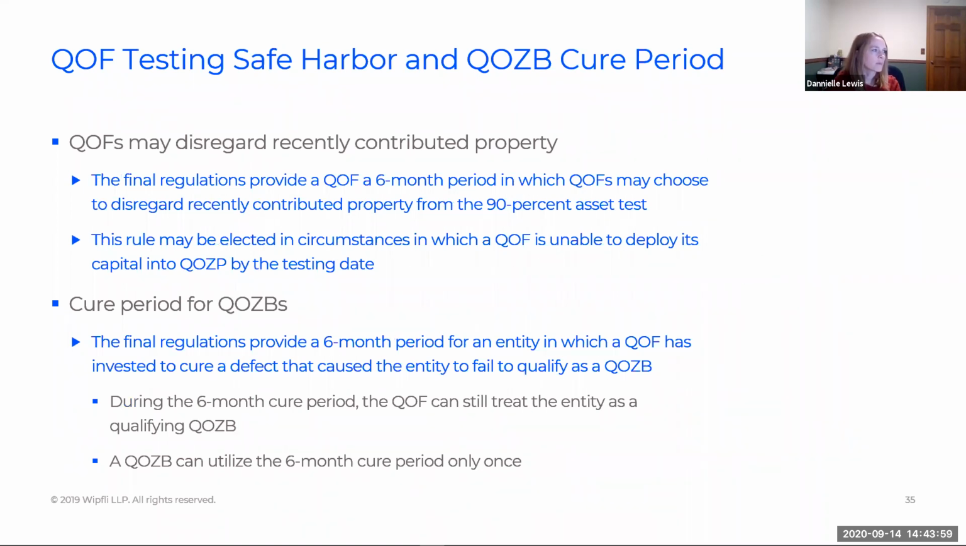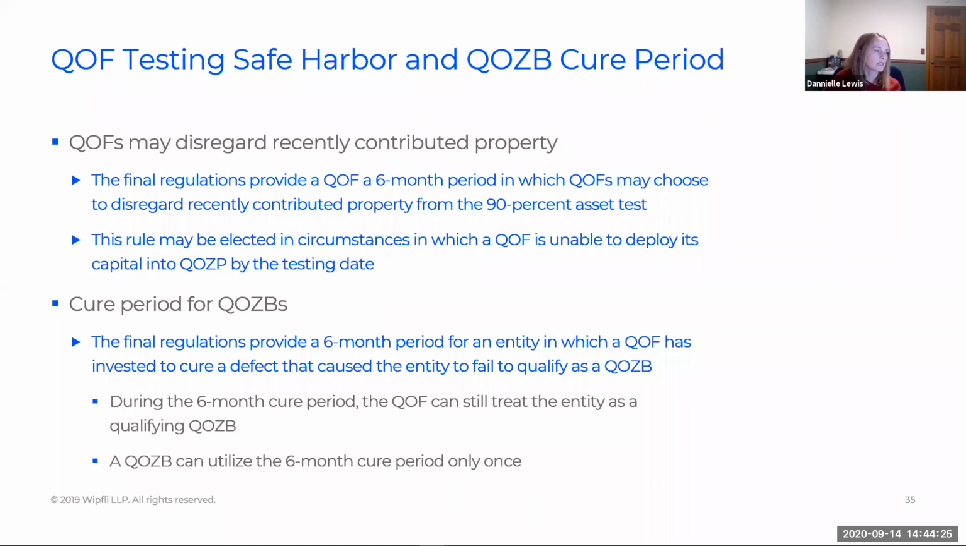A few key important pieces: a QOF can disregard recently contributed cash. So say they put a bunch of cash into the fund, they can disregard cash from the previous 6 months when they're doing their 90% test. This was a huge issue because we were trying to figure out, if a fund gets $2 million of investments in December, how do they expend all their cash by their testing period? So the IRS gave this guidance and leeway for those funds.